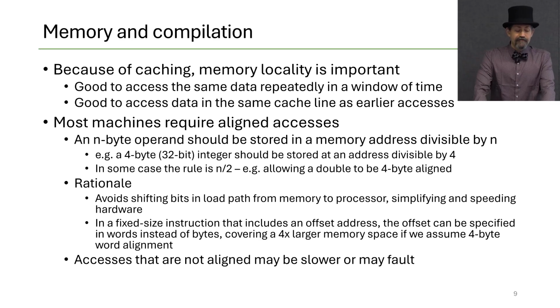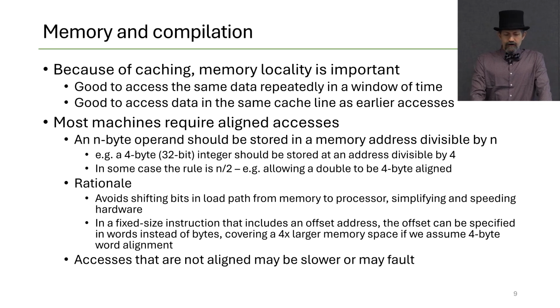Let's talk about memory and how it affects compilation. Because of caching, memory locality is important. Are we accessing the same data repeatedly in a window of time? That'll be good because that data will be captured by the cache, and we can reuse that same data, accessing it more quickly in future times. It's also good to access data that's in the same cache line. So sequential accesses tend to hit on data in the same cache lines as earlier accesses. And again, that means that the work that we did to load the cache line into memory will be paid off when we access the whole line.